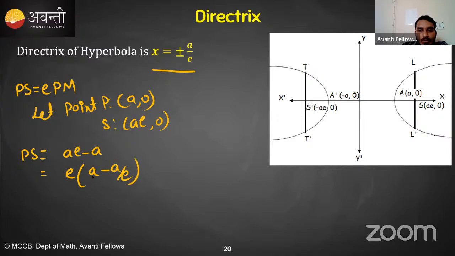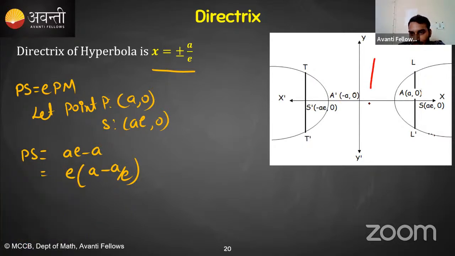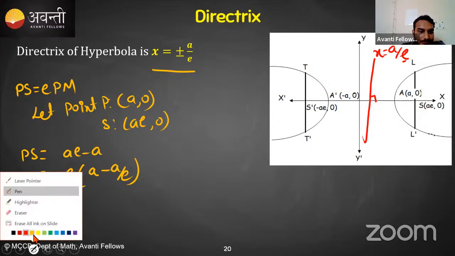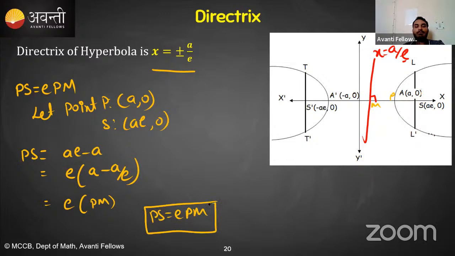Yes or no? Right? So if I assume that x is equal to a by e is a directrix, so a minus a by e, e times a minus a by e, what is coming? PM only. Yes or no? PM, right? So look, PS is equal to e times PM is coming. Verified that if the directrix of the hyperbola is x is equal to a by e or minus a by e, then PS is equal to e times PM is verified.